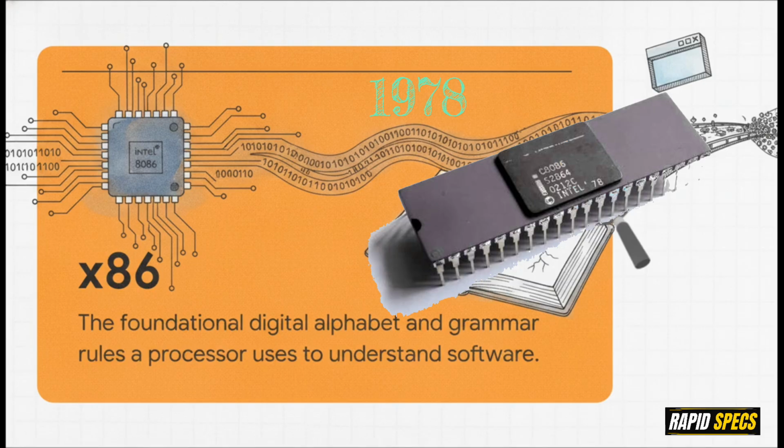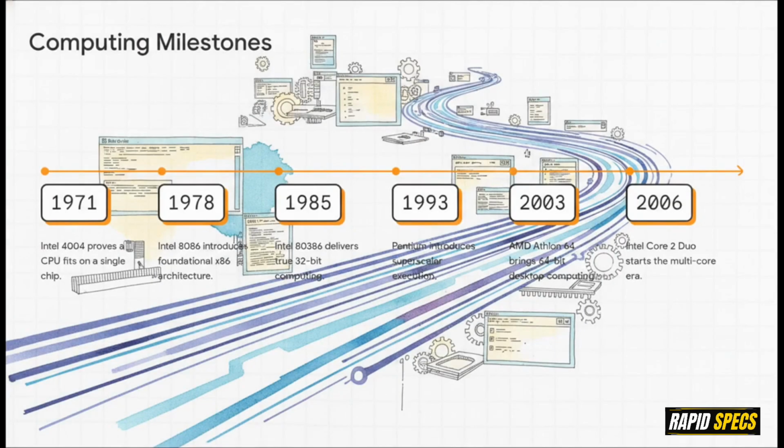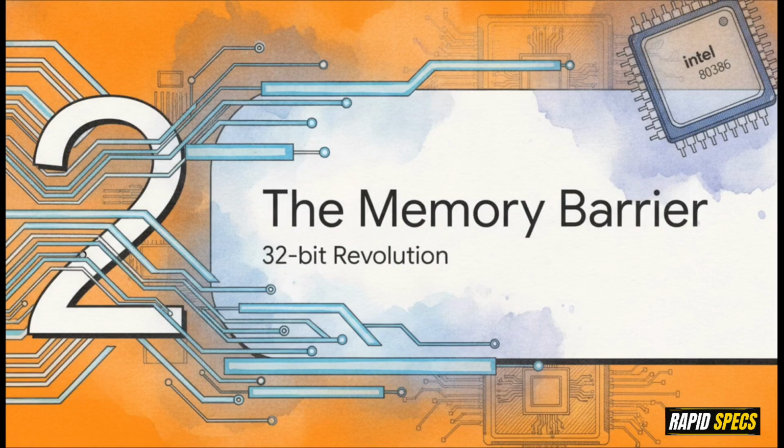But, as revolutionary as it was, it had a glaring problem. It relied on a 16-bit digital highway. And as software got more complex with early graphical interfaces, that narrow highway started to completely choke. So, traveling forward on our timeline to the mid-1980s, engineers desperately needed to widen that digital highway. They needed hardware capable of running rich, modern operating systems. Which brings us right to 1985 and Section 2, breaking the memory barrier.